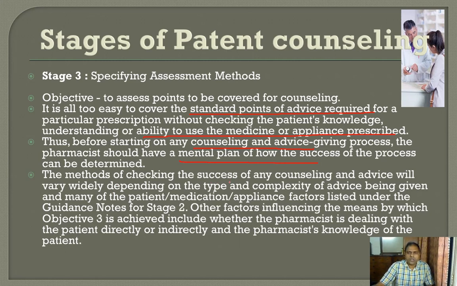Methods of checking the success of any counseling and advice will vary widely depending on the type and complexity of the advice, the patient's medication history, or even the current regimen, the bunch of medications a patient is taking, which may be complex in nature, right? So you have to gather information from stage 2 and prepare for this stage 3.